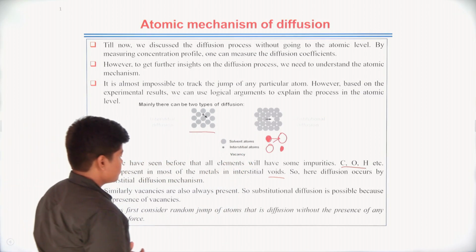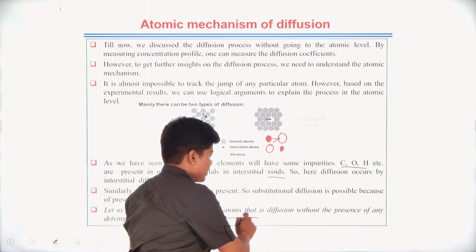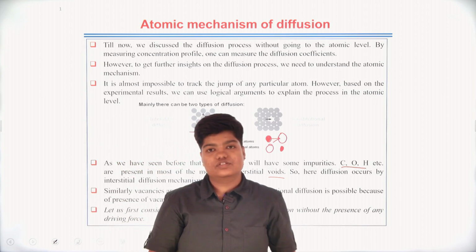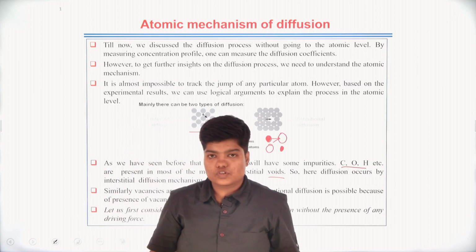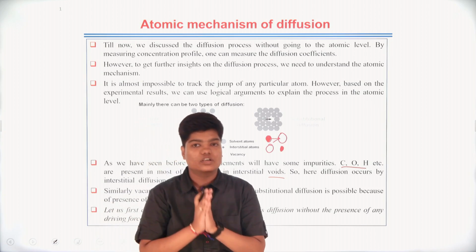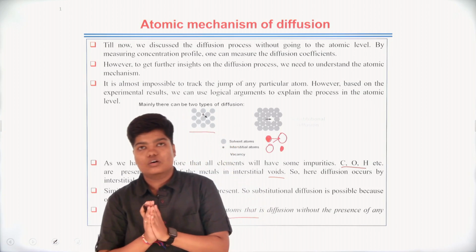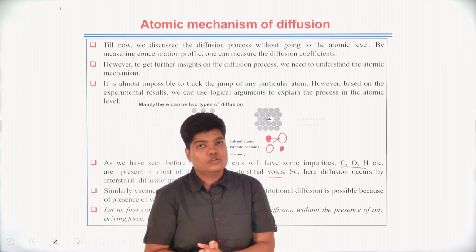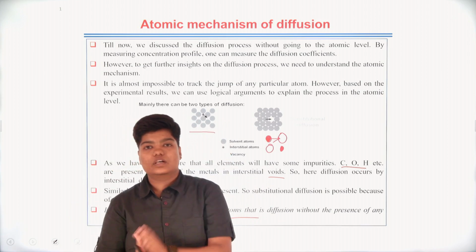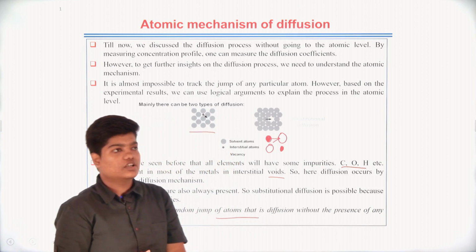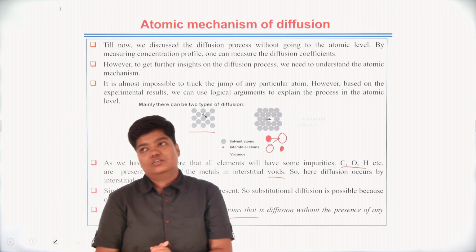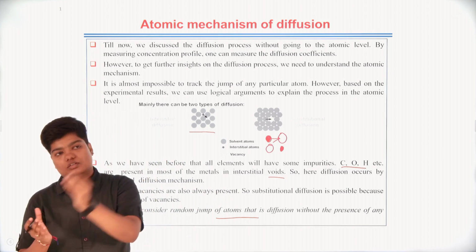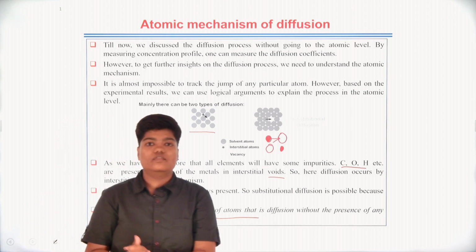So let's first consider the random jump of atoms, that is, diffusion without a driving force. These two types of diffusion are carried out without any driving force, as we are not giving any thermal vibration or any excitation, but the diffusion process will still be carried out, because there will always be some vacancy in the metal, so that the substitutional atoms can go to the neighboring site and create the voids.